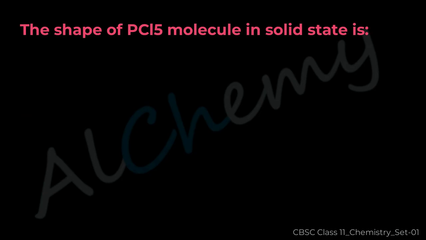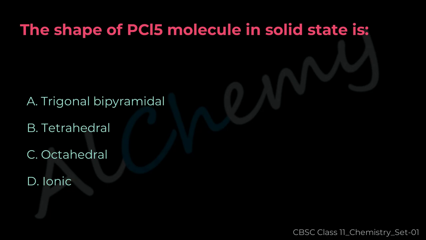N2O. Question 39. The shape of PCl5 molecule in solid state is A. Trigonal bipyramidal, B. Tetrahedral, C. Octahedral, D. Ionic. The correct answer is D.